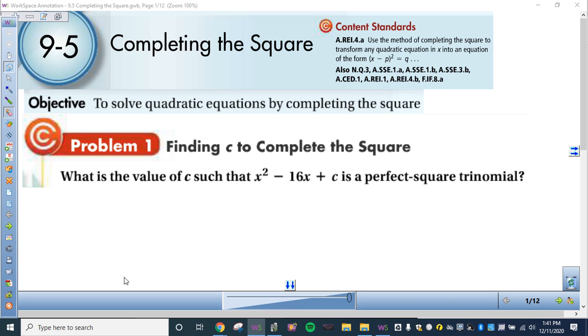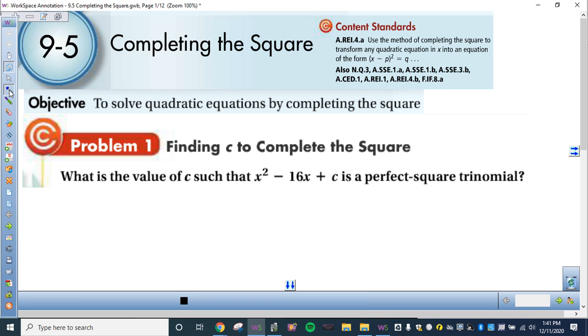So the whole reason we do completing the square is to force a quadratic to factor that would not otherwise factor. Okay? So these first couple of problems, what we're going to do is just about half of completing the square. So where you see problem 1 in your homework, that's where we're going to be just doing half of completing the square.